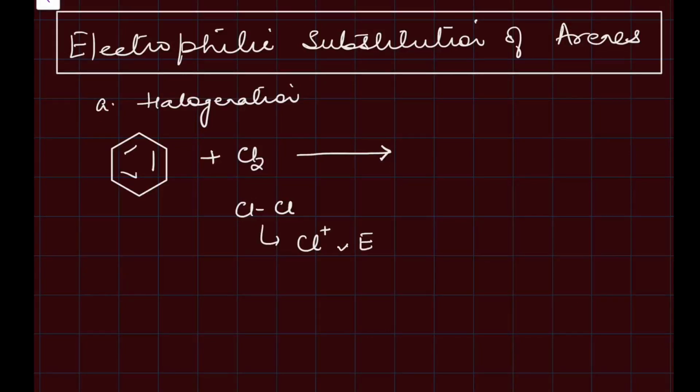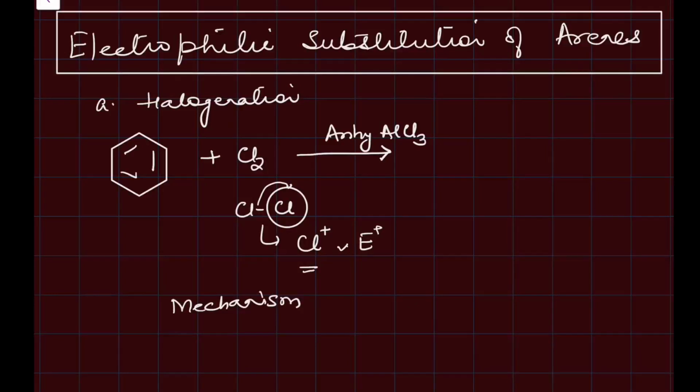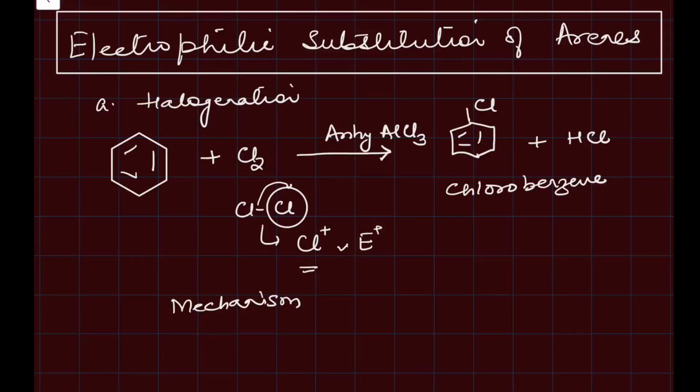In order to create this electrophile, we need a Lewis acid. Now this Lewis acid will compel one chlorine to take electron from here, and then Cl+ will be generated. We will be doing mechanism separately. You can follow the mechanism, right? So you will have electrophile Cl+, which will get substituted on the benzene ring, and the byproduct HCl. So you get chlorobenzene. Exactly on the same lines you can get bromobenzene, right?